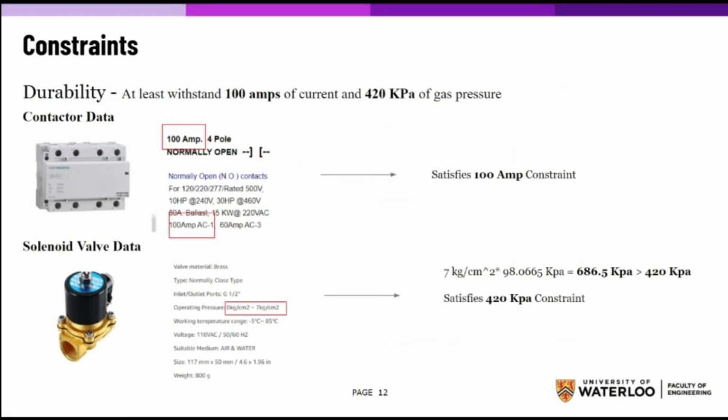So coming to the durability constraint, it should withstand at least 100 amps of current and 420 kPa of gas pressure. If you look at the data sheets of both the contactor and the solenoid valve, the contactor says 100 amps, and here it also says 100 amps single phase, which means it satisfies the 100 amp constraint. For the solenoid valve, we can see the gas pressure on the datasheet says 0 kg per centimeter square to 7 kg per centimeter square. If you convert this 7 kg per centimeter square to kPa, it becomes 686.5, which is greater than our threshold of 420 kPa, which means the valve satisfies our 420 kPa constraint.